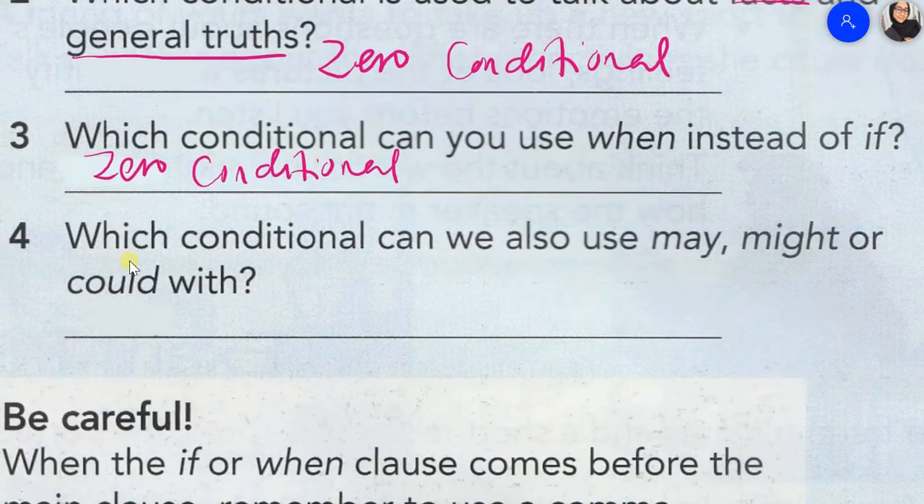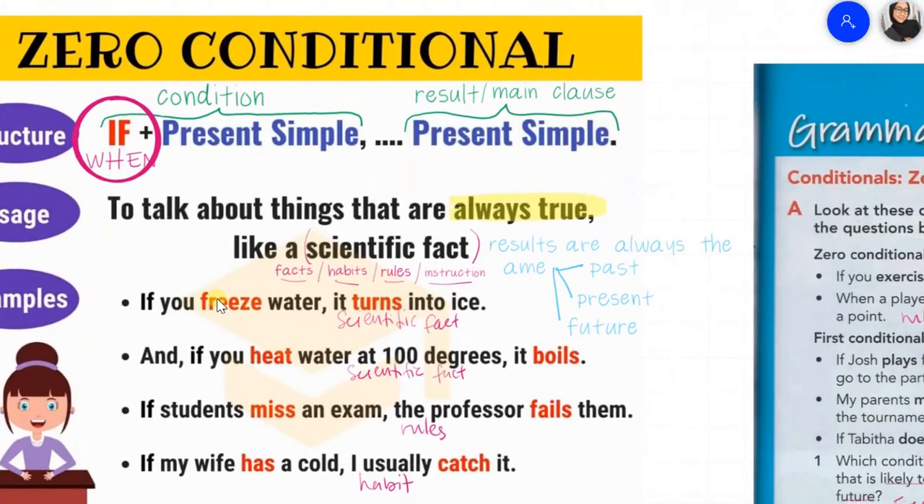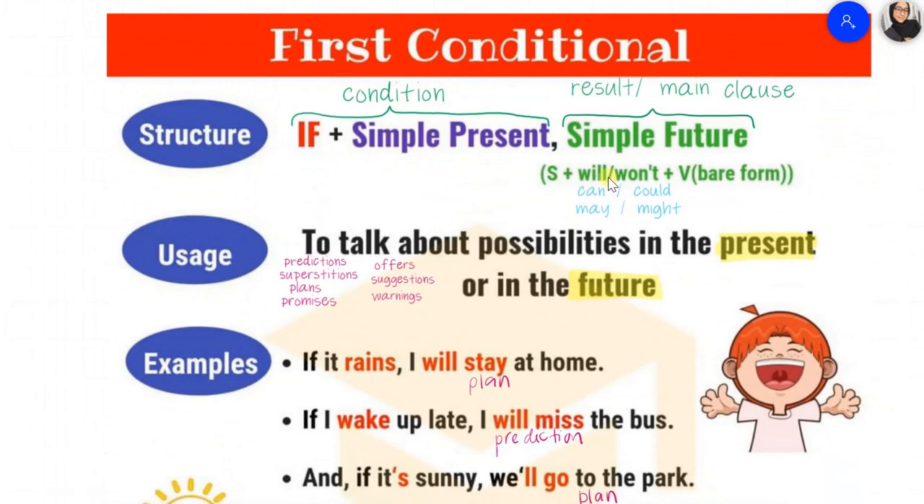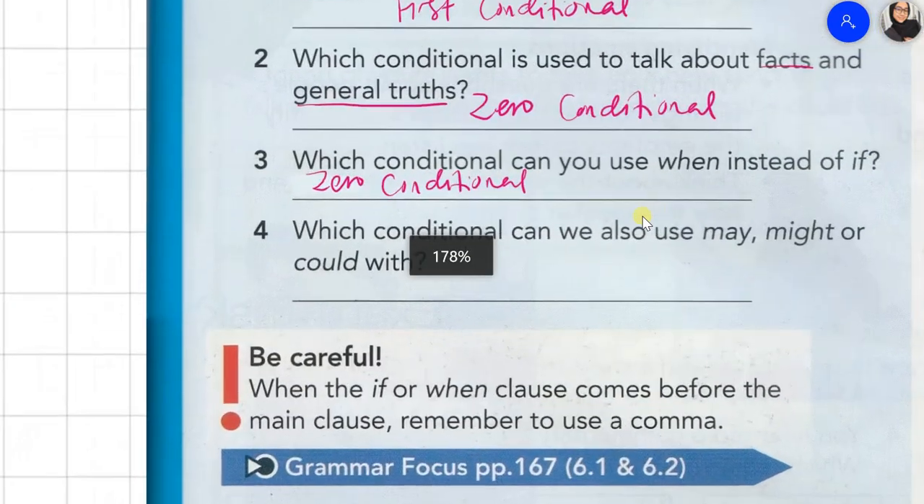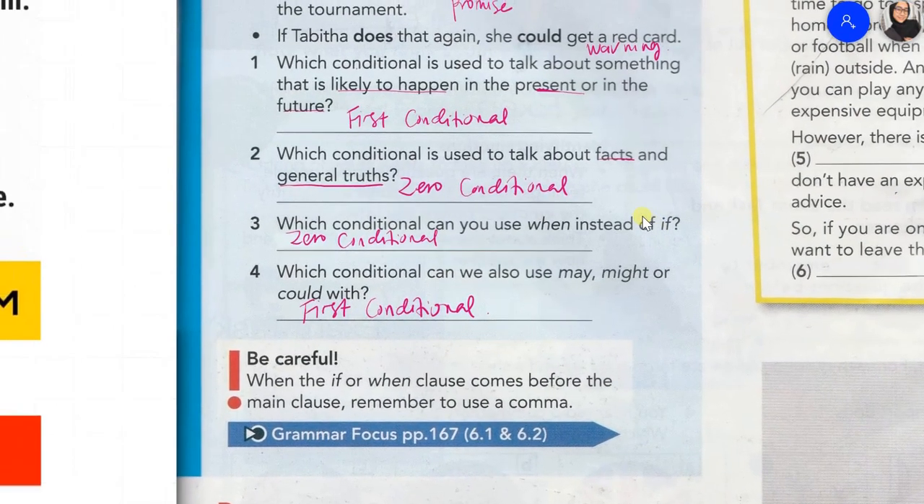The fourth question. Which conditional can we also use may, might, or could with? Let's look at the structure. Okay, we can use may, might, or could. Yes. Here, we can use can, might, could, may, this part. So it's the first conditional. All right, so there you go.